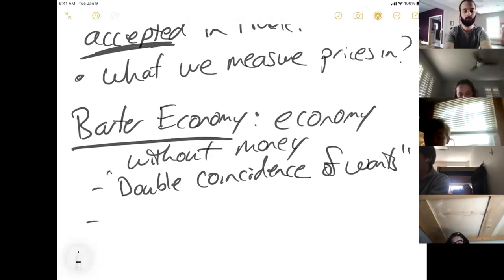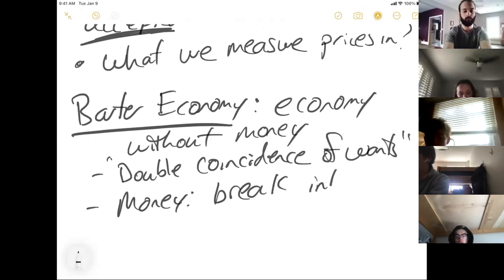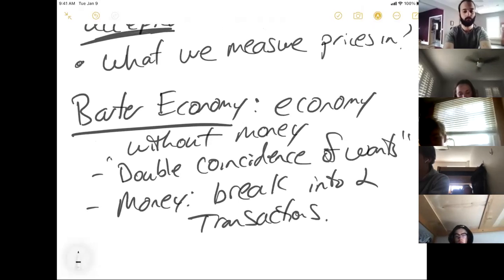And so if you think about what money allows us to do, it allows us to break this into two transactions, which is simpler. I can sell my goat for money, take the money to the mall, buy a sweater. As a result, in almost every economy, something begins to serve the form of money, right?